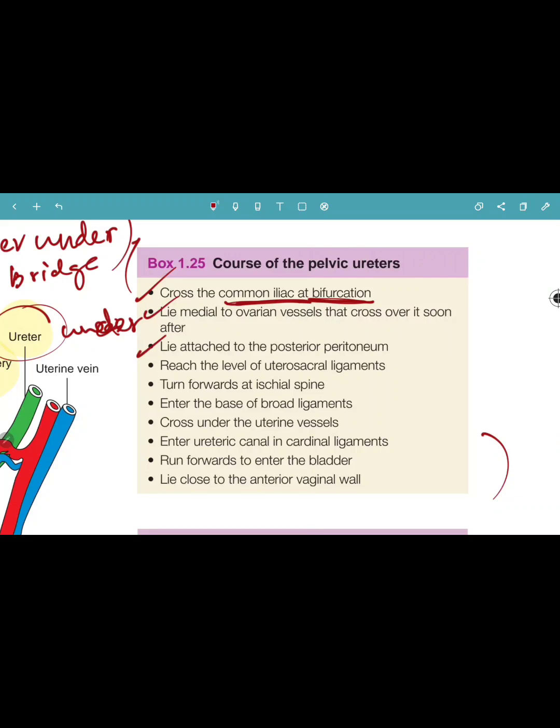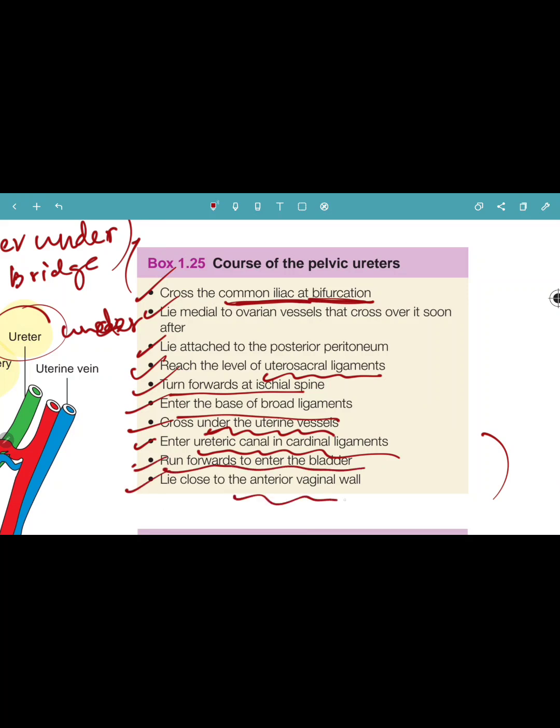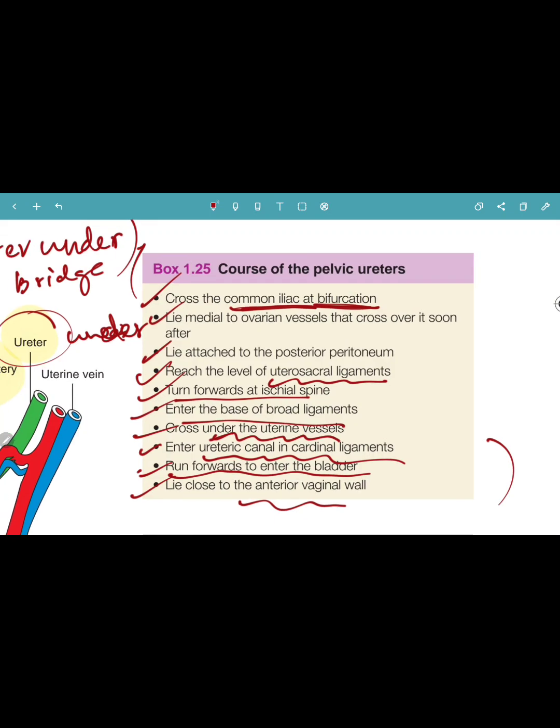It reaches the level of the uterosacral ligaments. It turns forward at the ischial spine. It enters the base of the broad ligament. It crosses under the uterine vessels, so it is known as water under the bridge. It enters the ureteric canal in the cardinal ligament. It runs forward to enter the bladder, and it lies close to the anterior vaginal wall. This is the course of the pelvic ureter in brief.